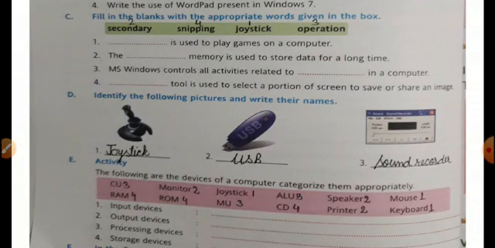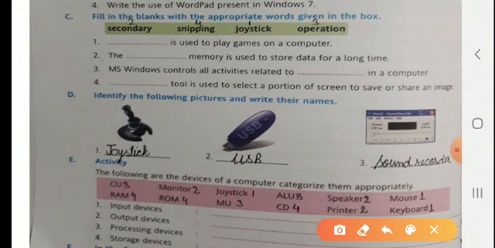So here, first one: dash is used to play games on our computer. So what is used to play games? Yes, joystick. So first of all, write joystick here. Number is also written 1. Then the dash memory is used to store data for a long time. For a long time means permanently. If we have to store the data, then in which memory we have to keep it? Yes, in our secondary memory.